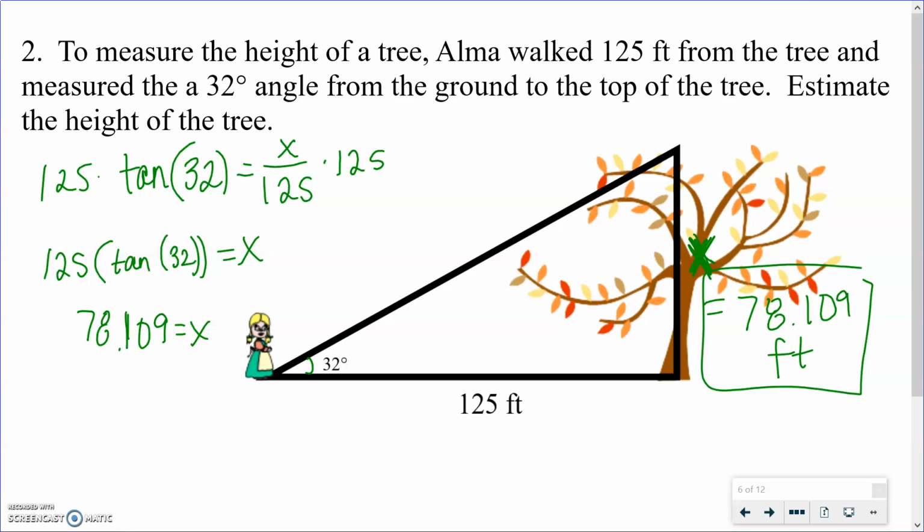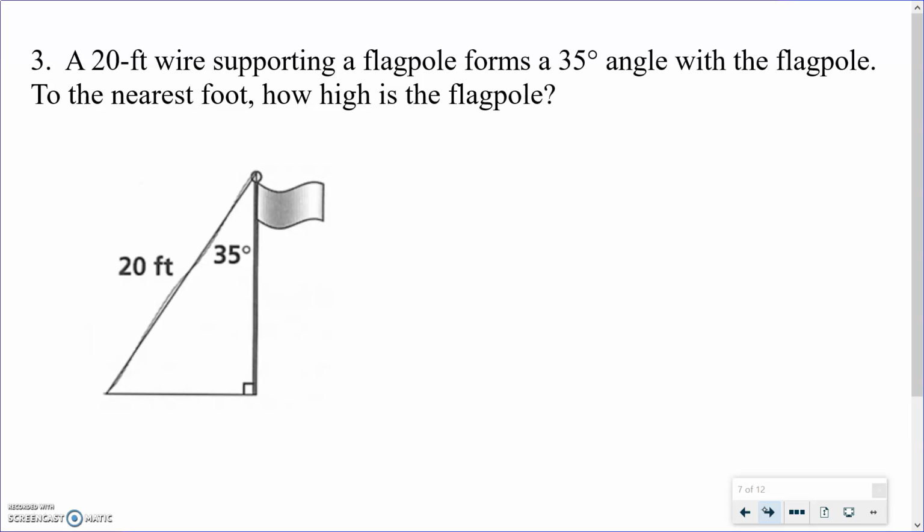Try and figure out another trig ratio here. So here we have a 20-foot wire supporting the flagpole, and it forms a 35-degree angle. To the nearest foot, how tall or how high is the flagpole? So we have to first figure out which side we're trying to find, which is going to be this side here. And that's the side that's adjacent to that 35-degree angle. And then we have the length of the hypotenuse.